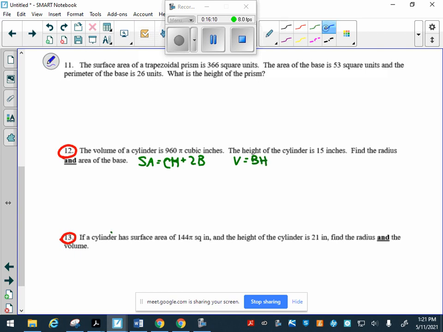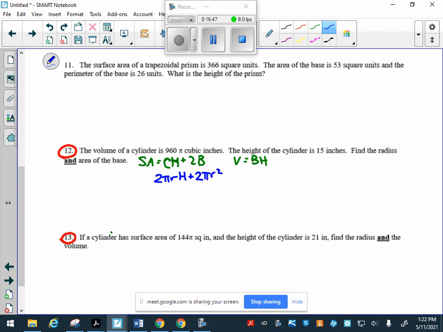Now, however, in order to solve for radius, you have to work with a formula that has an R in it. Right? Otherwise, it would be hard to solve for radius. So you have to turn this into a formula that has R. So you're going to have C is 2 pi r, because circumference is 2 pi r, right? So you end up with 2 pi r h plus 2 times B, and capital B is pi r squared.